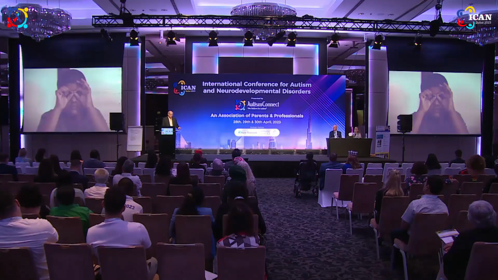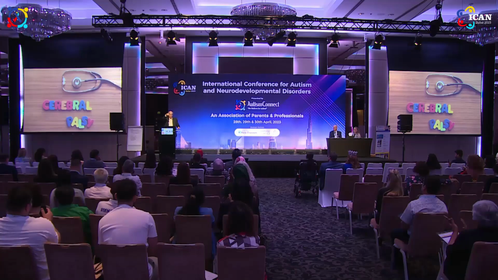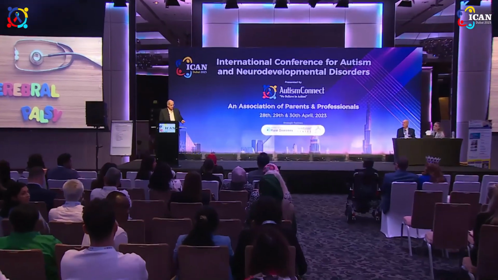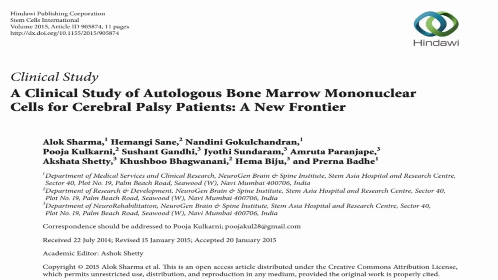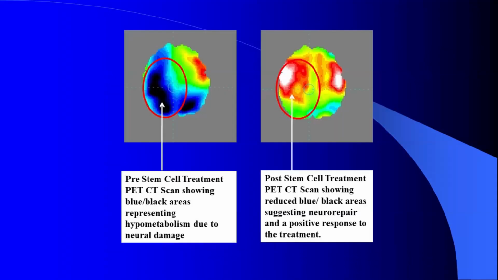So that's two stories. And by the way, Ricky's right here. You're going to see him. We are short of time, so I won't talk much about cerebral palsy, but this is a paper. It works just as well in cerebral palsy. We've got 15 articles, chapters in textbooks, and that's the brain damage before in cerebral palsy. That's after. You can see the improvement.